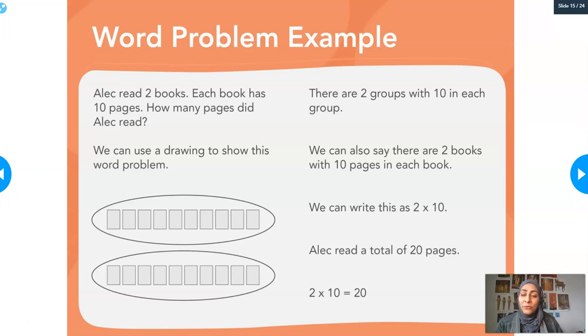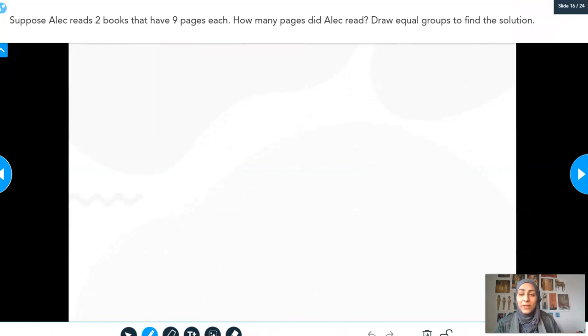So first I draw my problem, then I write my equation, and then I solve my equation. Any questions? Okay, let's move forward.